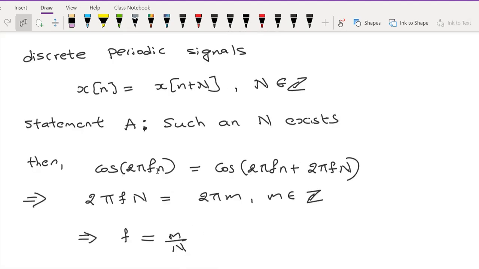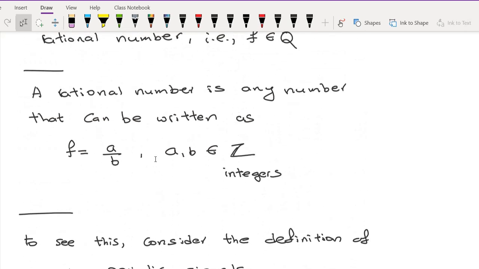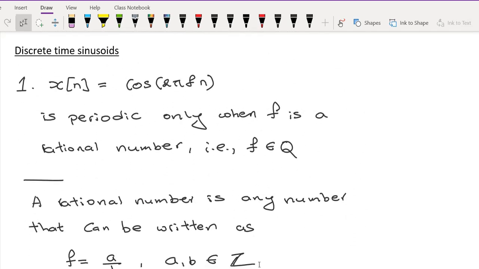x of n is cosine 2 pi f n, and on the right hand side I'm substituting n plus capital N for n, and this is what we get. So for left hand side to be equal to right hand side, this extra angle here, 2 pi f N, must be an integer multiple of 2 pi. Then this statement implies that f should be equal to m over N. Note that both m and N are integers. So what we just showed is that we started from the statement that x of n is periodic. Then we showed that that would imply that f is a rational number, right? So x of n is periodic only when f is a rational number.